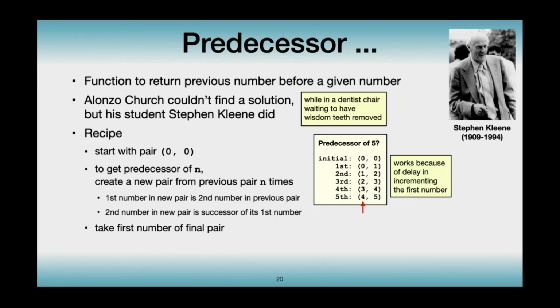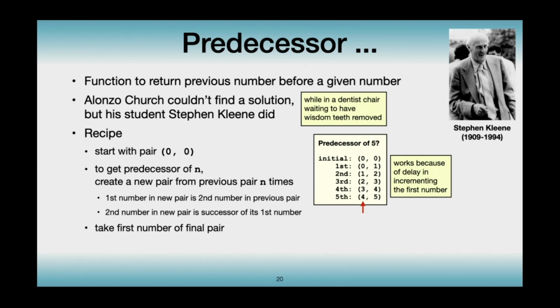So the first time I do it, I take the second number, it becomes the first, and this is the successor of that. Then this becomes the first, and I get the successor, and this becomes the first, get the successor, and keep going. After I've done it 5 times, if I just take the first number of the last pair, that's the predecessor. So you can see that the reason that this works is the delay in incrementing the first number. I didn't do it the first time, but then I started incrementing.